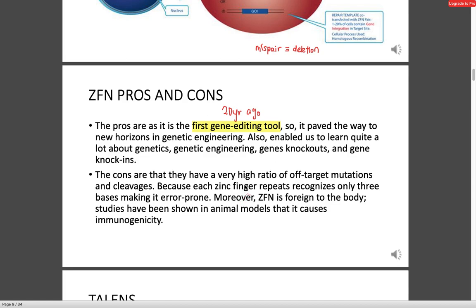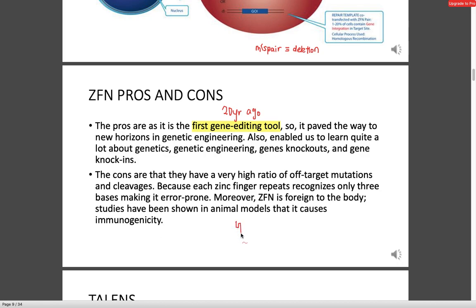So basically, that's it. It is the technology of 20 years ago, but it's the pioneer one for gene editing.